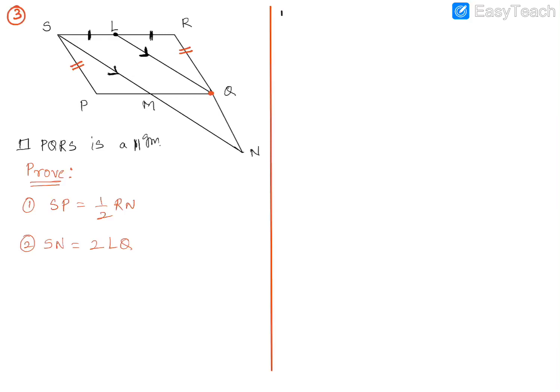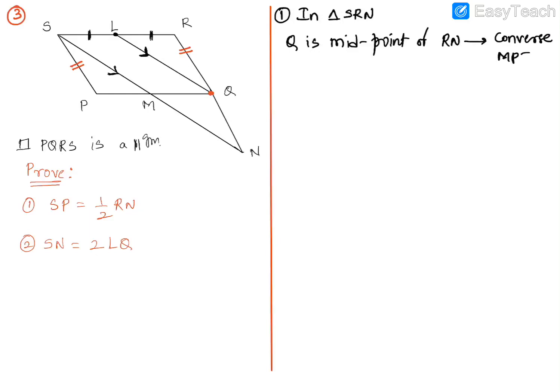The first statement we'll try is in triangle SRN. It is always important you specify the triangle that you are considering. So in triangle SRN, what can we say? Q is midpoint of RN. Now what is the reason? Why is Q the midpoint? That's because of the converse of midpoint theorem. Is it clear? So we prove that Q is also a midpoint.